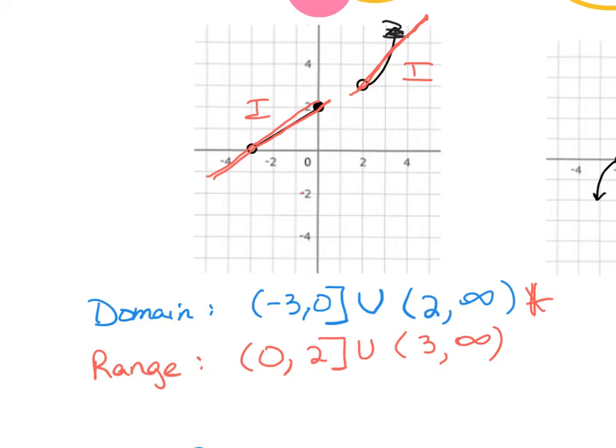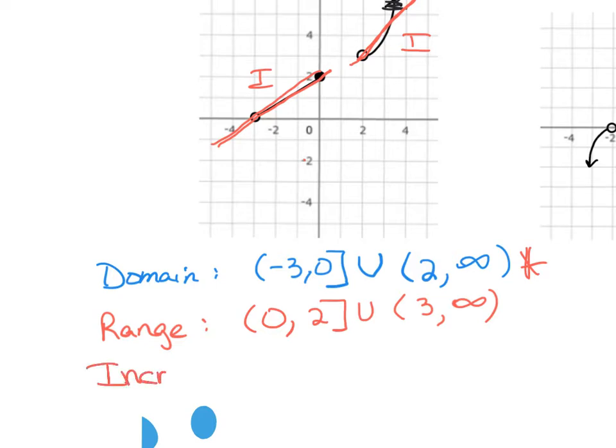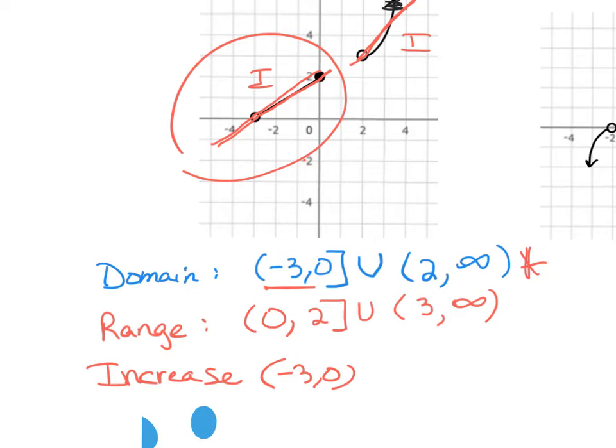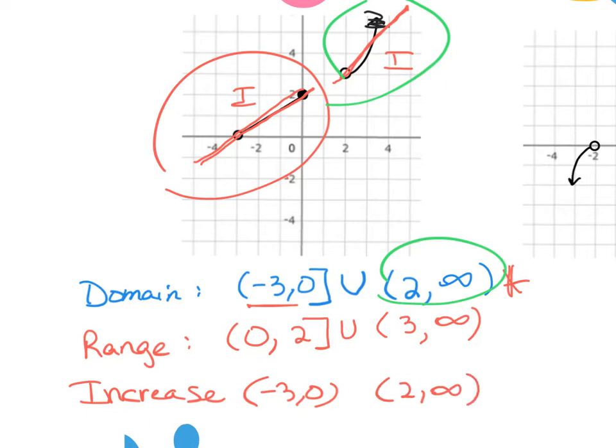So because I've already broken my domain apart, my increasing intervals are going to be, for this graph right here, the 3, 0. And again, you don't have to put brackets. WebAssign's going to look for parentheses on all increasing, decreasing, and constant. And then this piece of the graph is this. So then I would also put that it is also increasing from 2 to infinity. You don't need to union it. You don't need to worry about brackets. Just put whatever piece of the domain is increasing. And both pieces were increasing.